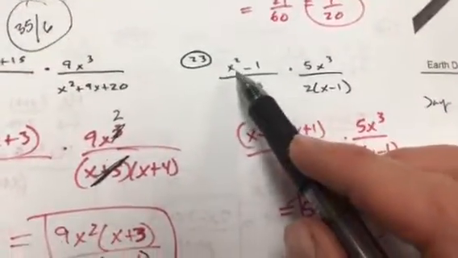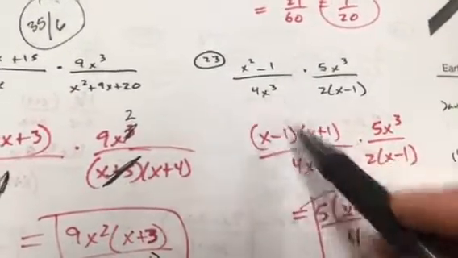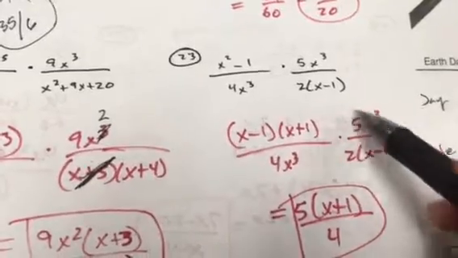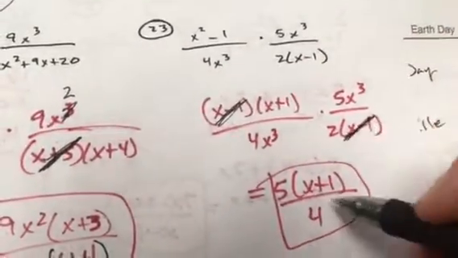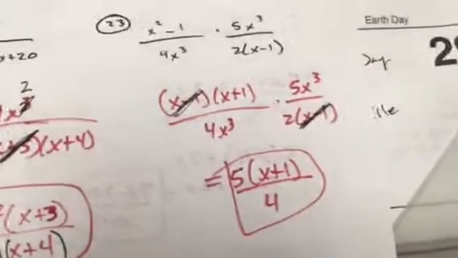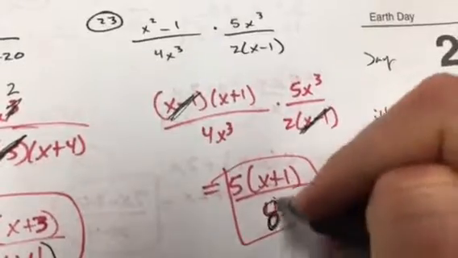Up here, folks, x squared minus 1 is going to be x minus 1, x plus 1, all over 4x to the third. Can't factor this. That's been factored for you too. So the x minus 1s will cancel. I think there's another little boo-boo here. It's going to be 8. We'll see in a second.